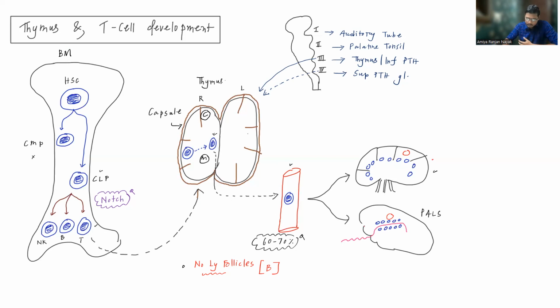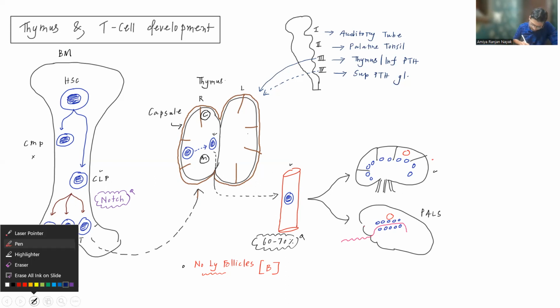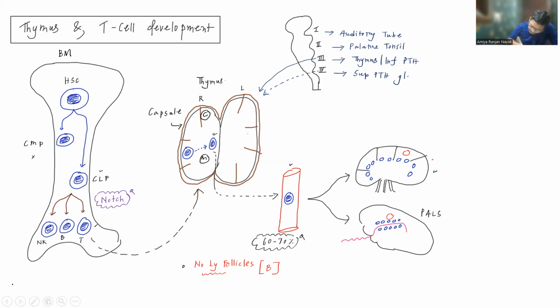If you see the thymus structure, there are two cells that are predominantly present inside the thymus. The first one is the thymic epithelial cells. These are the thymic epithelial cells. And the second one is the immature T lymphocytes. As I have shown here, these are the immature T lymphocytes. So the thymus will be predominantly composed of thymic epithelial cells and immature T lymphocytes.